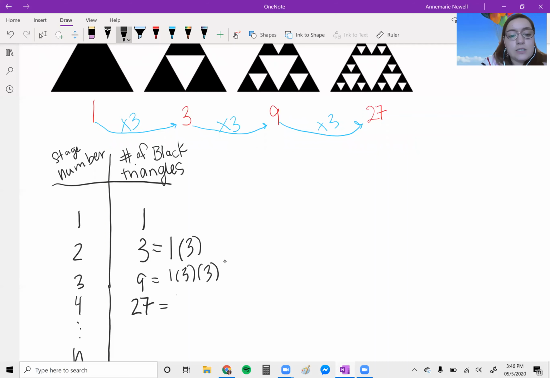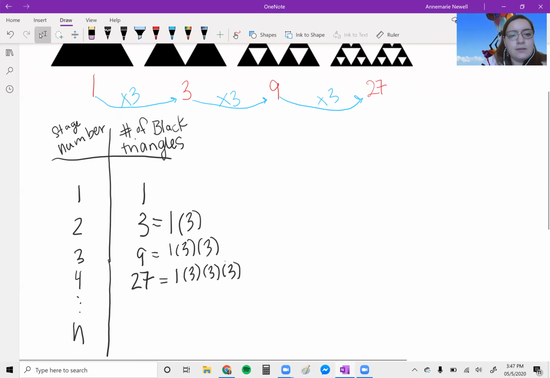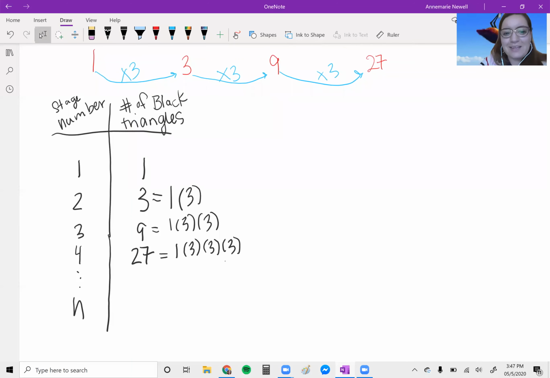For the fourth stage, I started at 1 big black triangle. I multiplied by 3 to get to the second. Then I multiplied by 3 to get to the third. And then I multiplied by 3 to get to the fourth figure. Okay, now the question is, how many times will I be multiplying by 3 in the nth figure? So we're going to start with 1 big black triangle because that's what it is in the first stage. And we multiply by 3, but how many times?